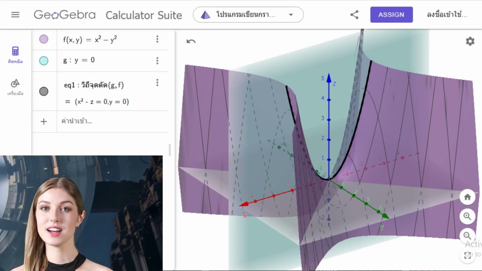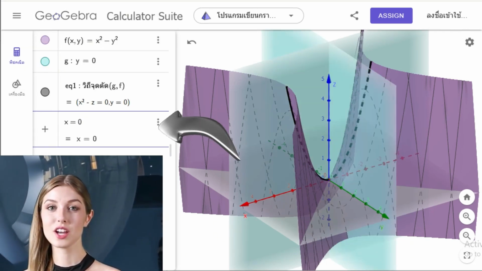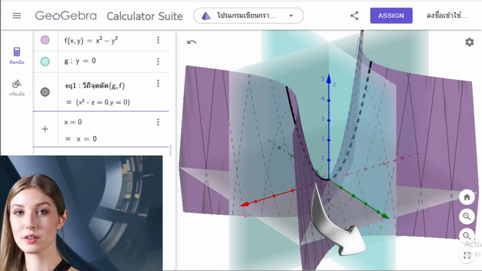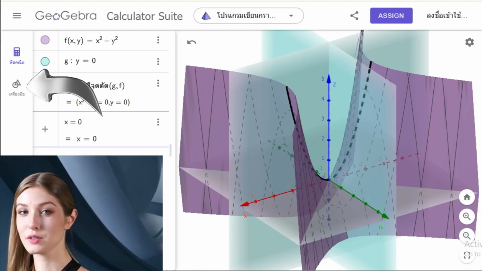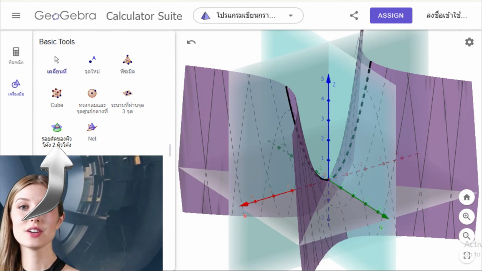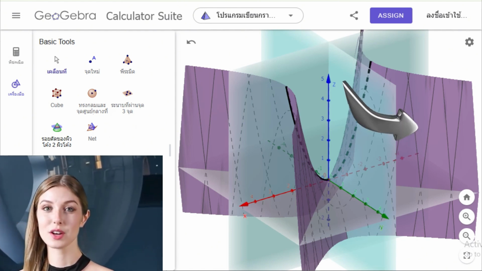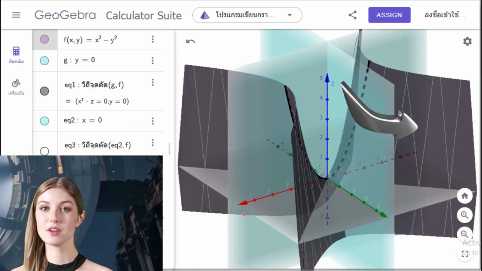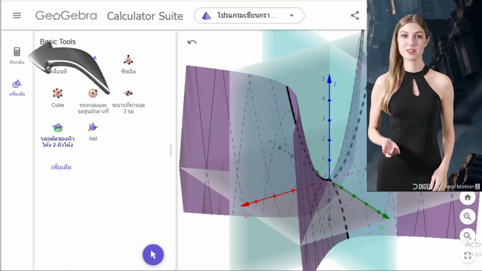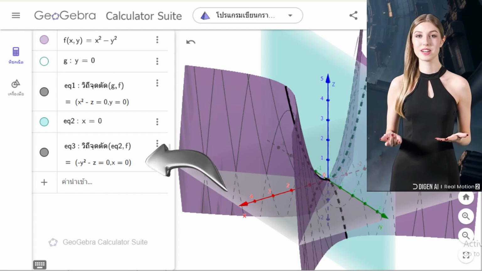Let's create a plane x equals 0 by typing the equation in the input box. Then the plane appears. We can see the intersection curve line equation by clicking on the Tools button and then clicking the intersection between two surfaces. Click on the plane and the complex surface. The intersection curve line appears. Click the Algebra button to see the intersection equation.